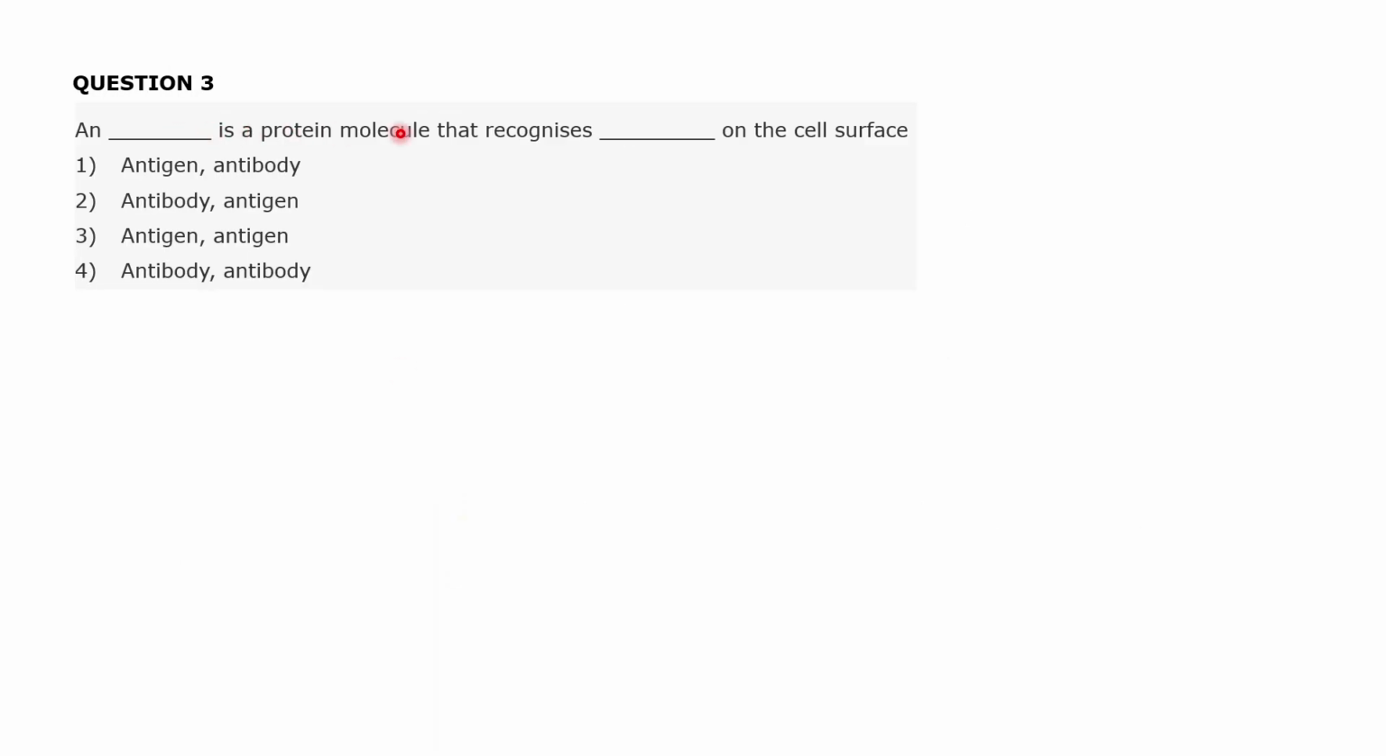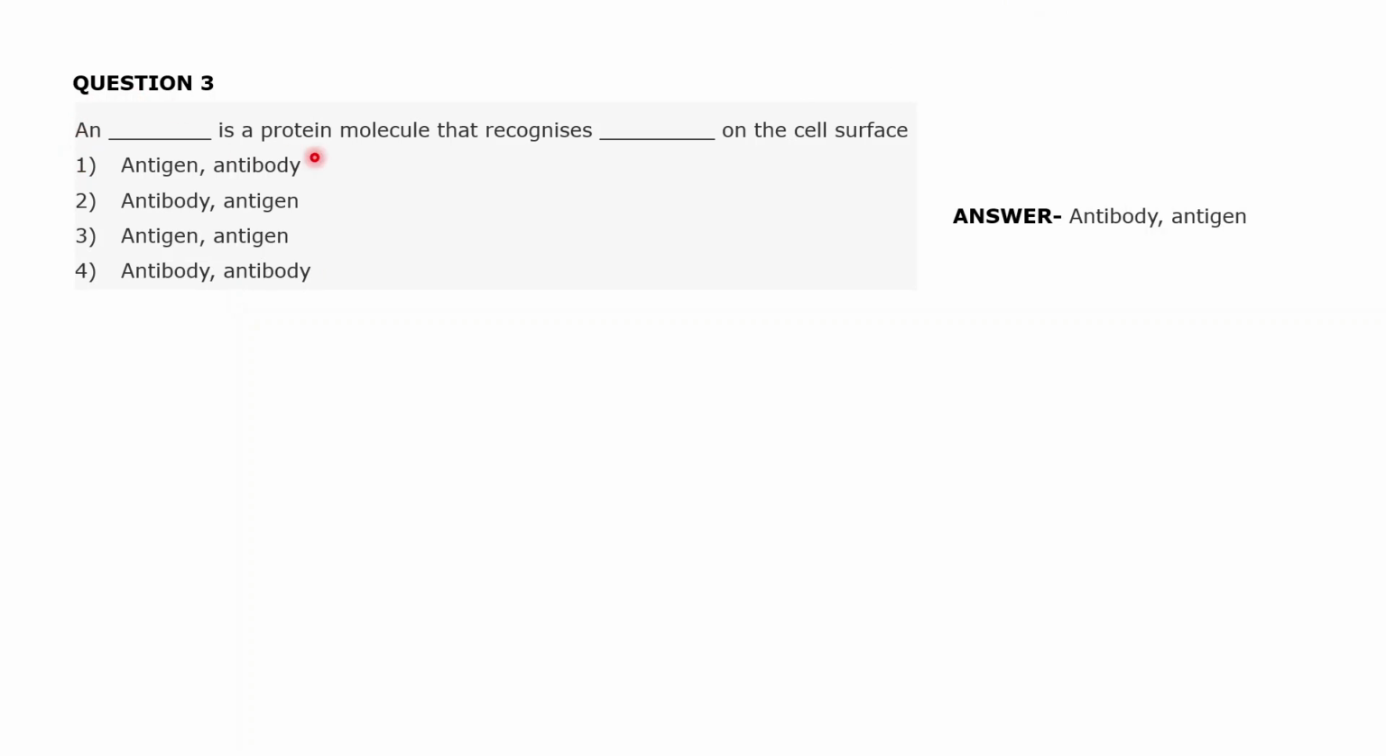Dash is a protein molecule that recognizes dash on a cell surface. The options are antigen, antibody; antibody, antigen; antigen, antigen; or antibody, antibody. Which might be the answer? Yeah, I'm getting option number 2, antibody and antigen. Any other option? Okay, basically you are right. So the answer to the question is antibody and antigen.